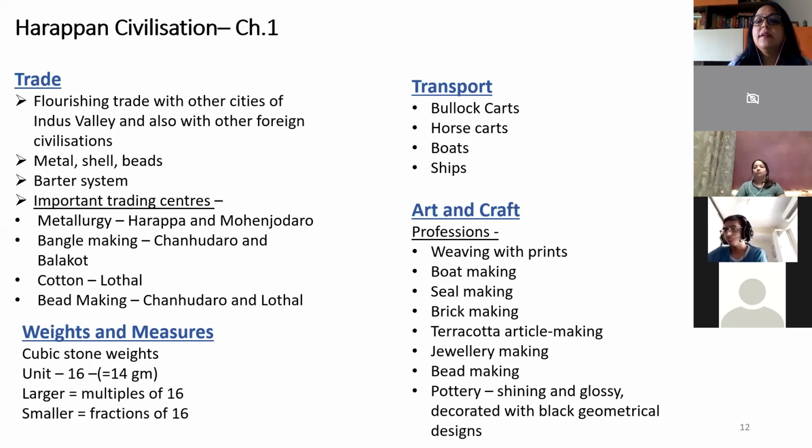It was used to make jewelry, articles, everything, even toys and sculptures, small bullock cart, a small man, small fish, bird, all these were made. And then bead making, of course, these were all the occupations. And pottery. Their pottery was very shiny and very glossy. So red, nice, shiny pots they used to make. On that, with black geometrical designs they used to draw. Okay, so this was art and craft.